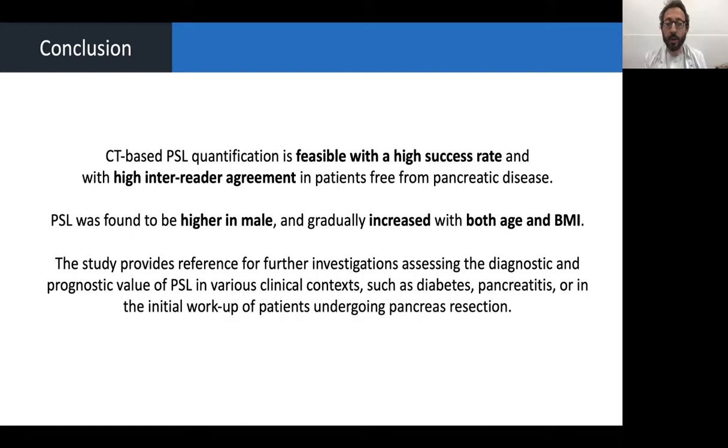The study provides, in our opinion, a reference for any further investigation assessing the possible diagnostic and prognostic value of PSL in a variety of clinical contexts, such as diabetes or pancreatitis, or the initial workup of patients undergoing pancreatic resection, and so on.